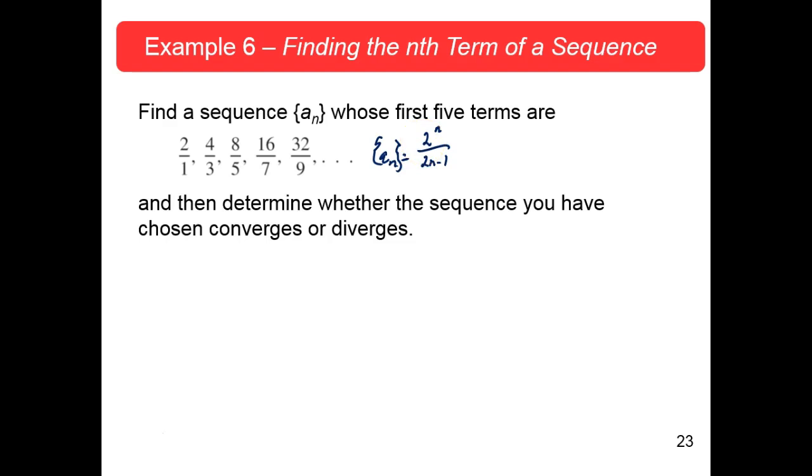Then determine whether that sequence we have chosen converges or diverges. What do you think? Diverges. Looks like it's got to be diverging. This is 2, 1.3, 1.6, 2 point something, 3 point something, 4 point something. The 2 to the n is increasing much faster than the denominator. First few, no, but after a few terms, for sure. The numerator is taking off much bigger than the denominator, so this is a diverging sequence.